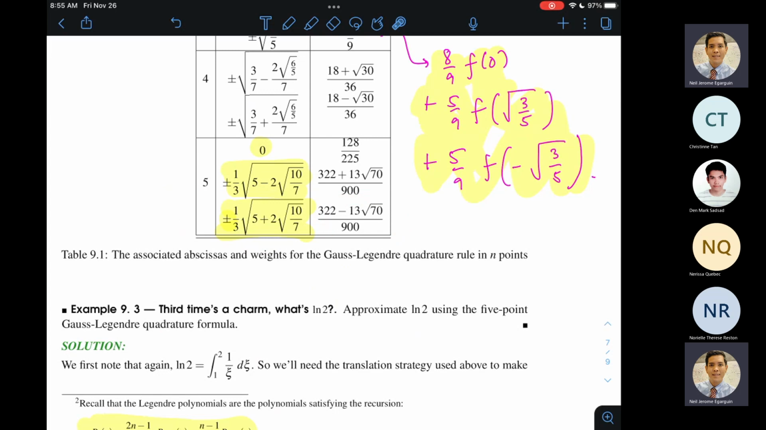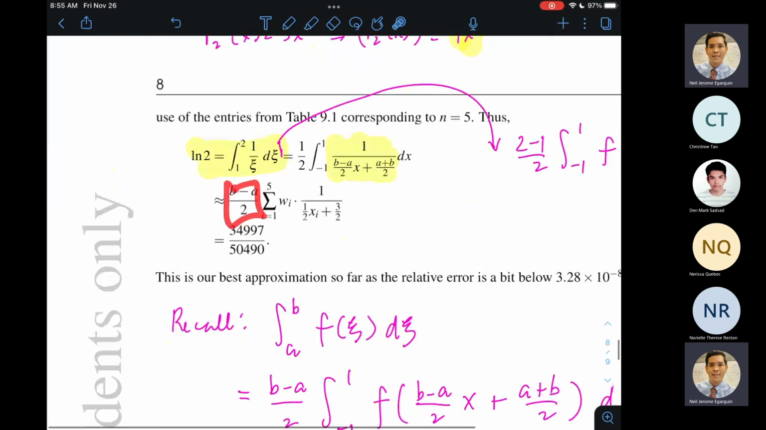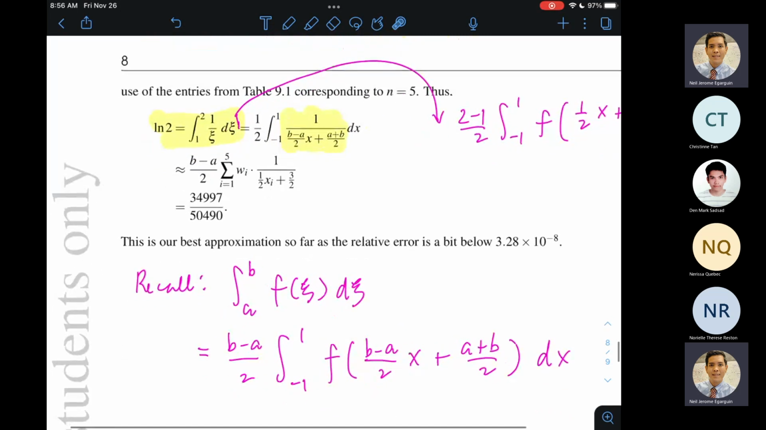Okay? Now, if you'll do those calculations, meron kang (b minus a)/2 na nanggaling dito. Dapat 1/2 na pala to. Okay? Tapos, kukunin mo yung weights times function values at those abscissas that I mentioned, you will get this value. You will get 34997 over 5490. Okay? And actually, this is the best approximation so far that we have for ln2 because the relative error here is just a bit below 3.28 times 10 to the -8.